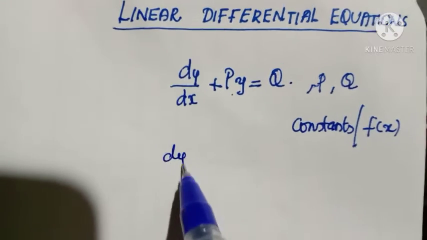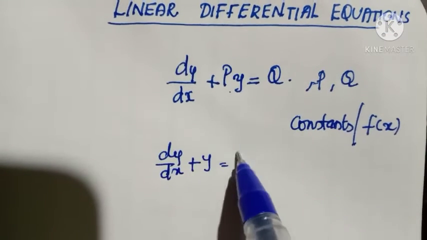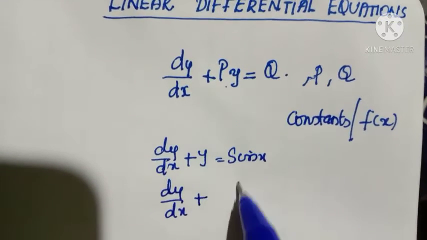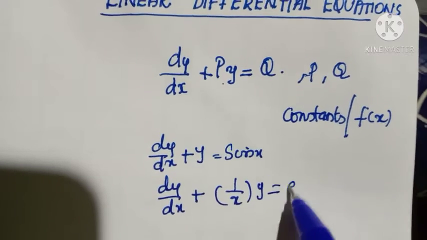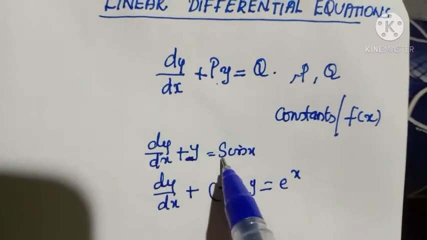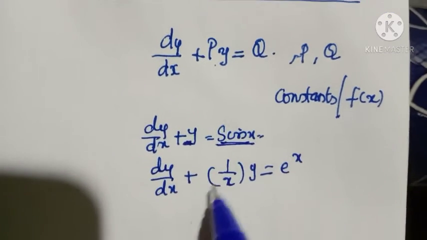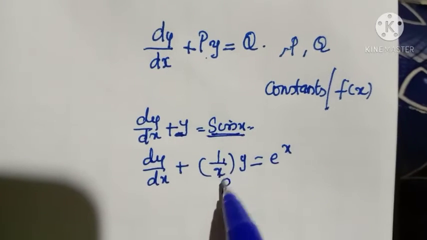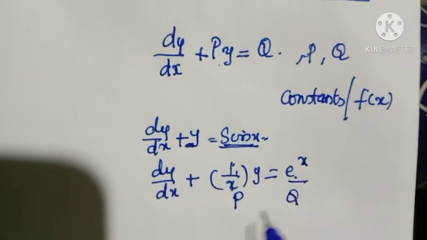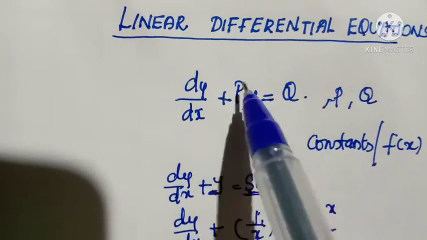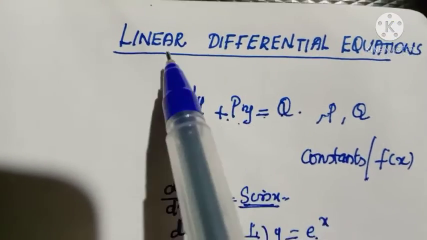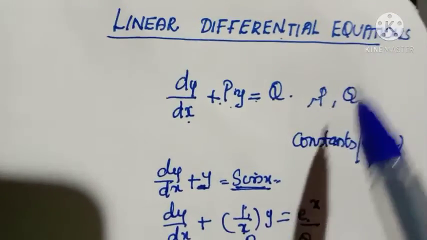For example, dy by dx plus y equal to sin x, or dy by dx plus 1 by x y is equal to e raised to x. In the first case, p is a constant and q is the trigonometric function sin x. Here p is 1 by x, a function of x, and q is e raised to x, again a function of x. Any linear equation of the form dy by dx plus py is equal to q is a first order linear differential equation.